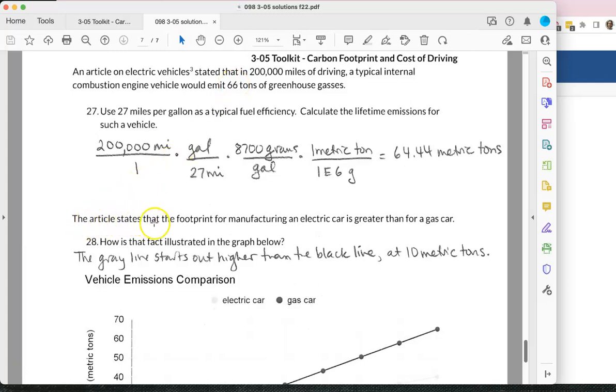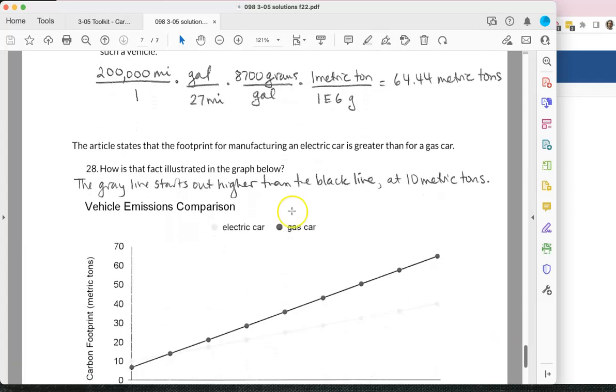The article states that the footprint for manufacturing an electric car is greater than for a gas car. You may have heard people talking about how an electric car requires lithium for the batteries, and it's environmentally destructive to mine for lithium. So there's a carbon footprint associated with making an electric car, and you might say, oh, electric cars are also bad as a result.